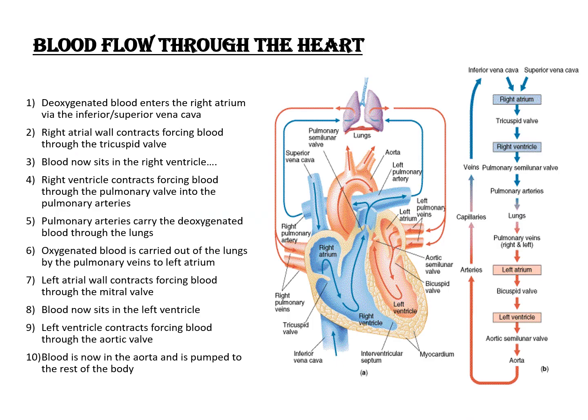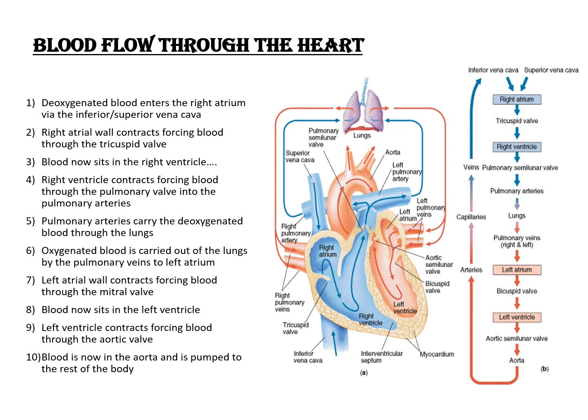Let's trace a drop of blood through the heart itself. Deoxygenated blood enters the right atrium via the inferior and superior vena cava. The right atrial wall contracts, forcing blood through the tricuspid valve. Blood now sits in the right ventricle. The right ventricle contracts, forcing blood through the pulmonary valve into the pulmonary arteries. The pulmonary arteries carry the deoxygenated blood through the lungs.